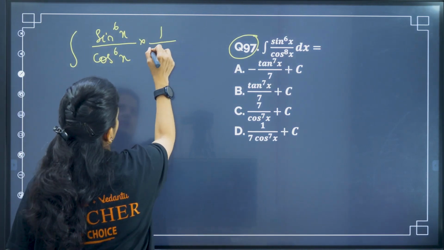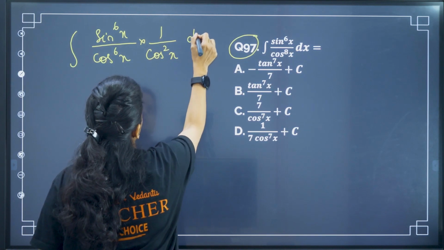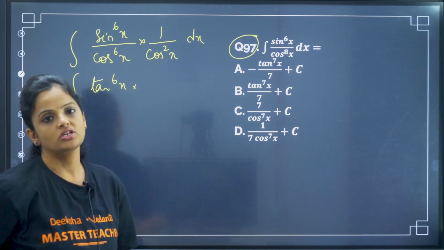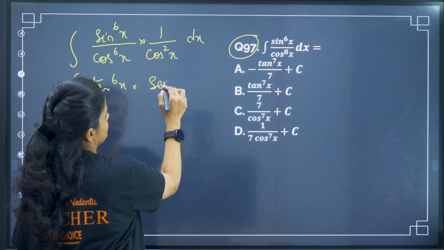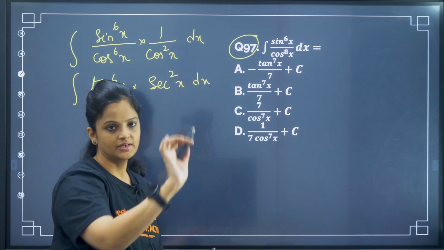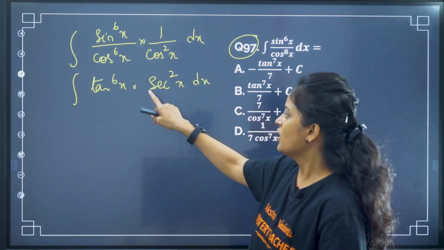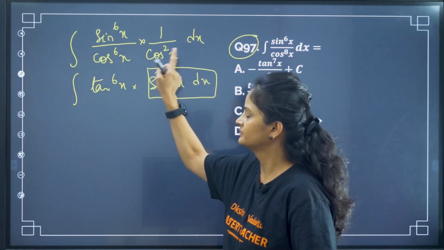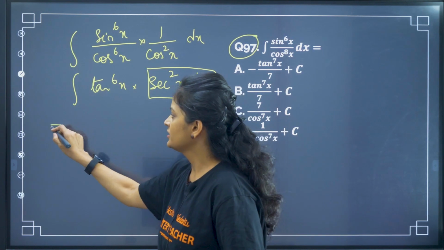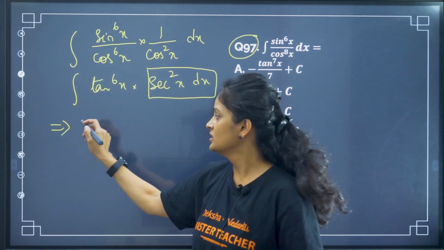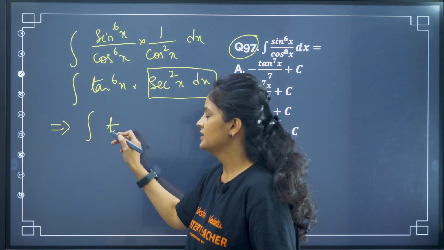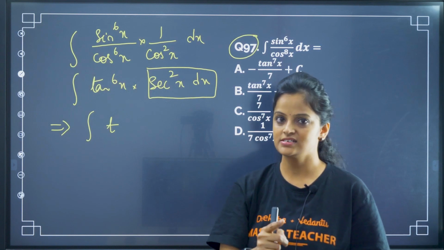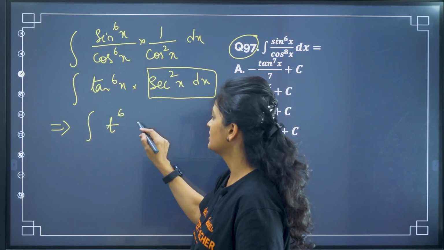I'll write it as 1 by cos square because that is extra. And this becomes tan power 6. 1 by cos square is secant square dx, isn't it? Now what to do? On taking this as t, I'll get this much as dt, correct? And this will reduce to, it is indefinite, so easily I can take the substitution. Tan x, I have taken it as t. I'm not writing it, just calculate. Tan x as t, so t to the power of 6 and this becomes dt.